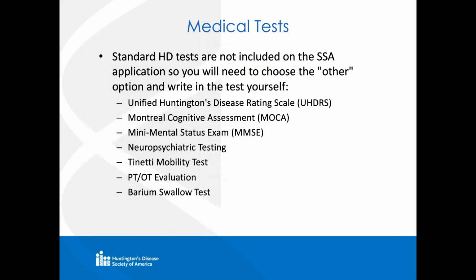Some examples of standard Huntington's disease tests are the Unified Huntington's Disease Rating Scale, or the UHDRS, the Montreal Cognitive Assessment, the Mini Mental Status Exam, neuropsychiatric testing, Tinetti mobility testing, PT or OT evaluation, and the barium swallow test. None of these are included in the drop-down menu. All of these are relevant to an HD disability claim and are things that are often done in clinic. These are things you do want to put on the application, especially neuropsychiatric testing, PT/OT evaluation, and things like that.